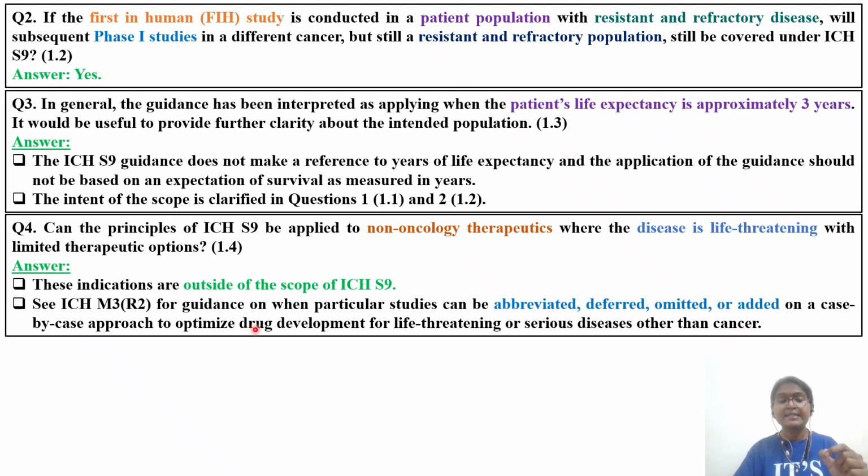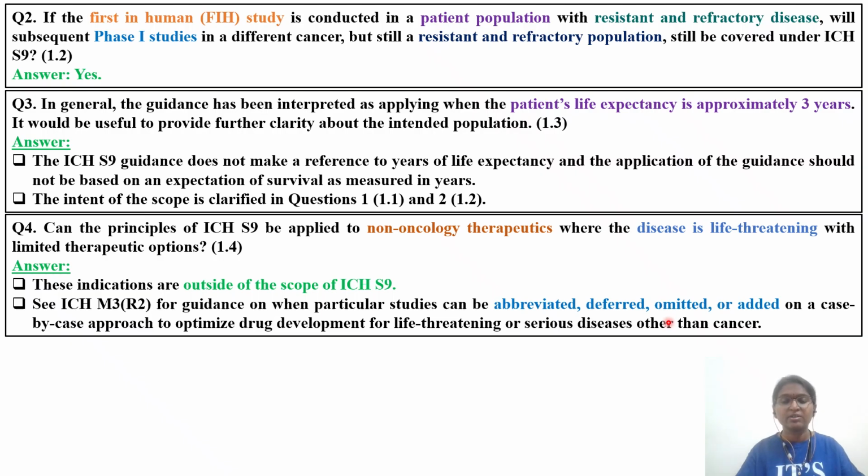See ICH M3R2 for guidance on when particular studies can be abbreviated, deferred, omitted or added. If you read the ICH M3R2 guideline, they will give you some kind of leverage or waiver. You can see what kinds of studies can be omitted. There are certain places where you can avoid the fertility study, or a segment 1 study which you can incorporate in the repeat dose toxicology study only, or you can minimize the carcinogenicity study.